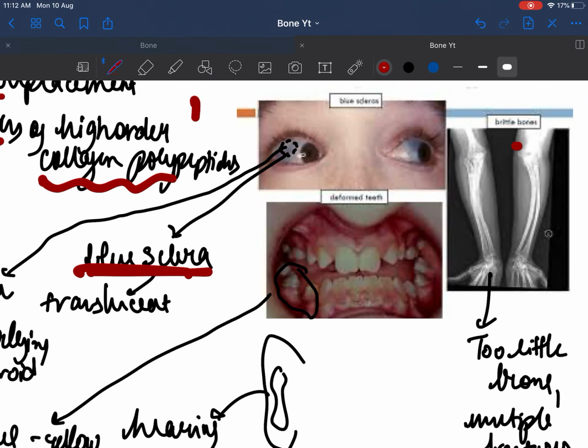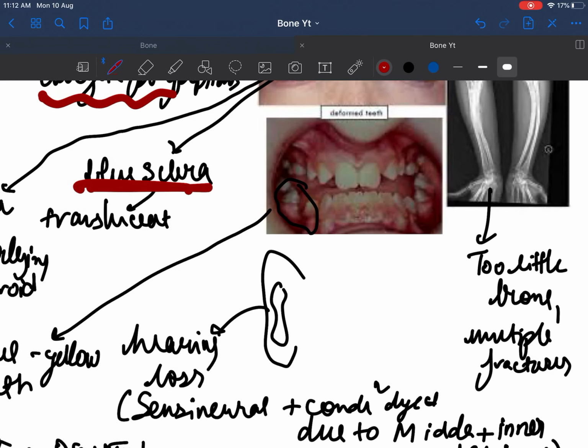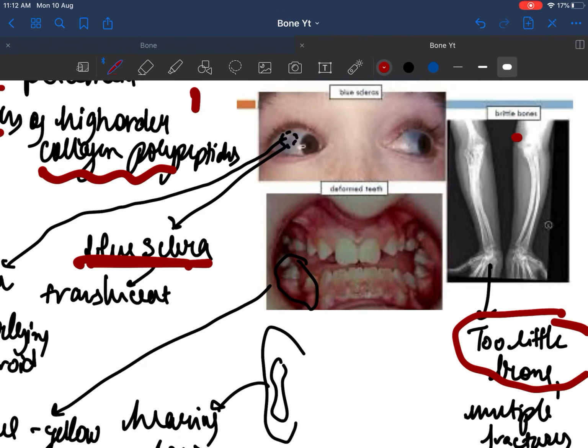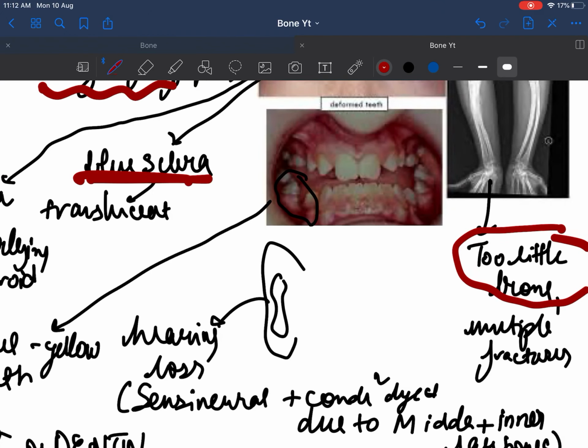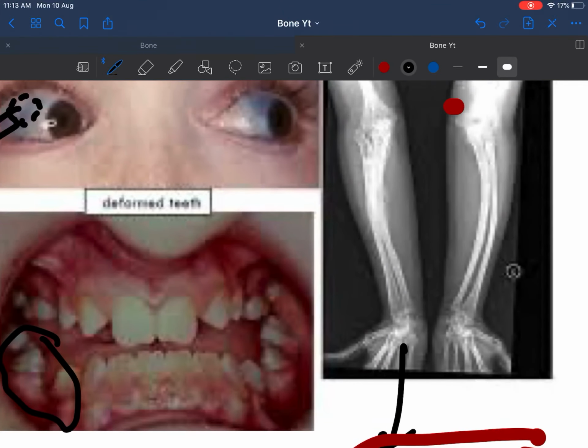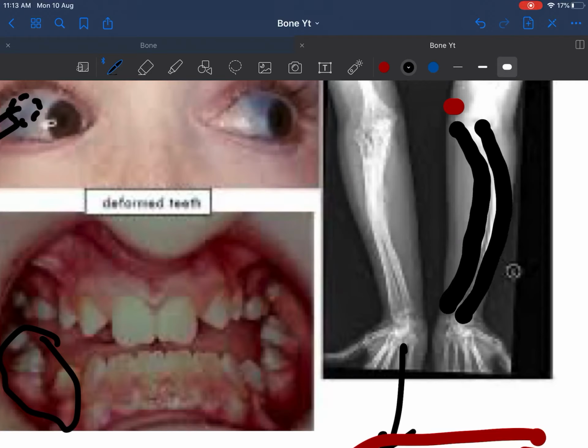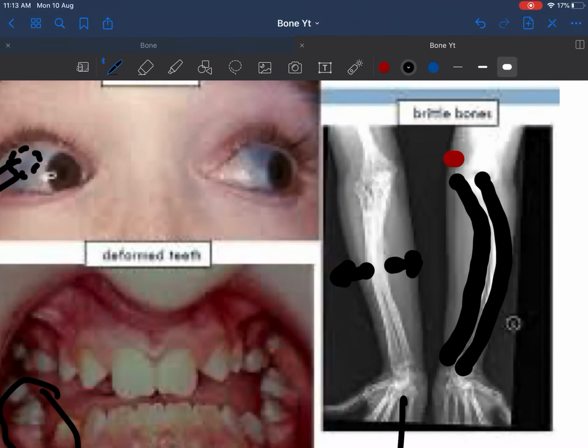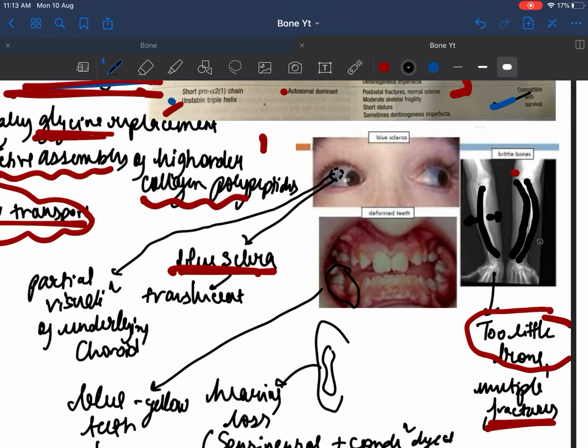First, there are brittle bones. There is too little bone. It means the bones are not appropriately dense. It will lead to multiple pathological fractures in the future. You can appreciate here that the bone should have been this wide, but because of brittle bone, the width of the bone has decreased, and due to mechanical load on the bone, a characteristic bowing is also seen.